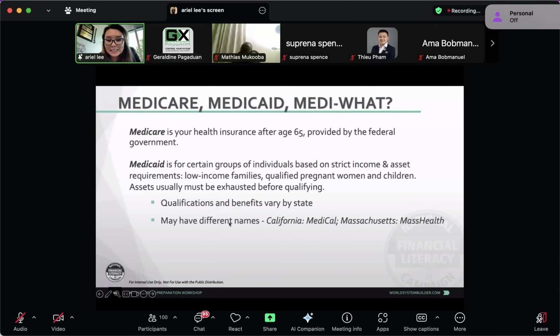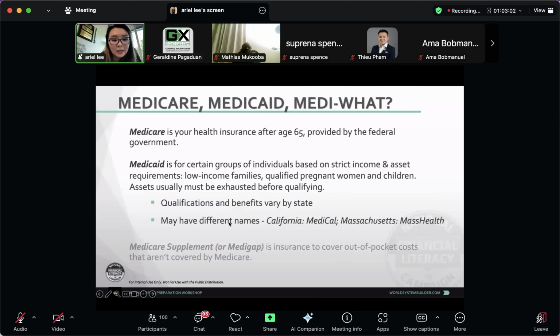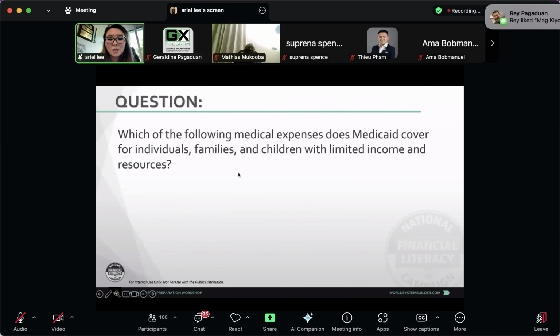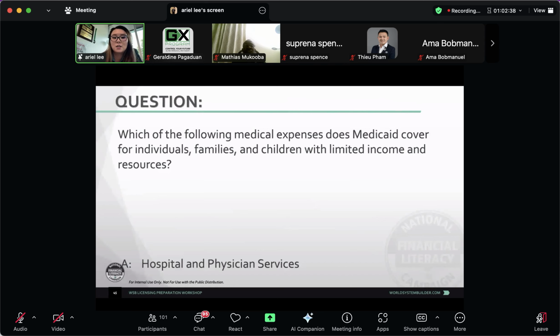Qualifications vary by state. Here in California, it's called Medi-Cal, right? In Massachusetts, it's called MassHealth, right? And then we also have Medicare Supplement, or Medigap, which is insurance to cover the out-of-pocket costs that are not covered by Medicare, okay? So question: which of the following medical expenses does Medicaid cover for individual families and children with limited income and resources?